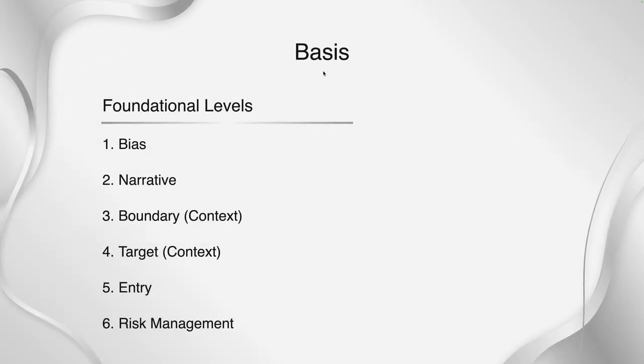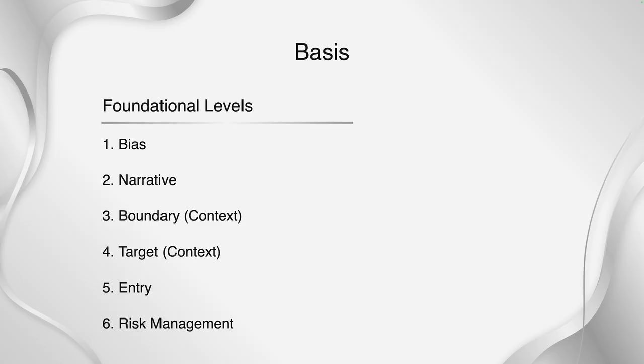Now, a quick reminder of the foundational levels right here of the basis: we have bias, narrative, boundary, and target. Number 3 and 4 right there, boundary and target, create together the context. So boundary is the first part of the context. Then the second part of context is the target. After you have those two and you have context, that is when you can move on towards the entry.